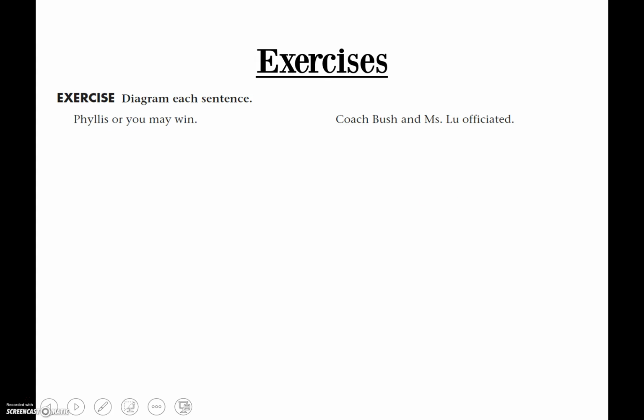Take a moment now to try these 2 practice problems, and then when you're done trying them, hit play and we'll continue. All right, so for this first one, you have Phyllis or you may win. So that's where our diagram is going to be split between the subject and predicate. I'm going to go ahead and write may win over here since that's our easy piece.